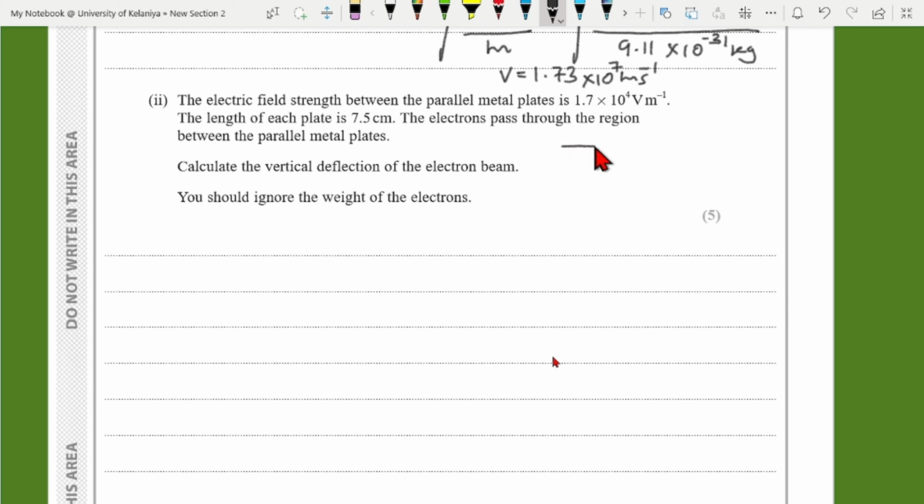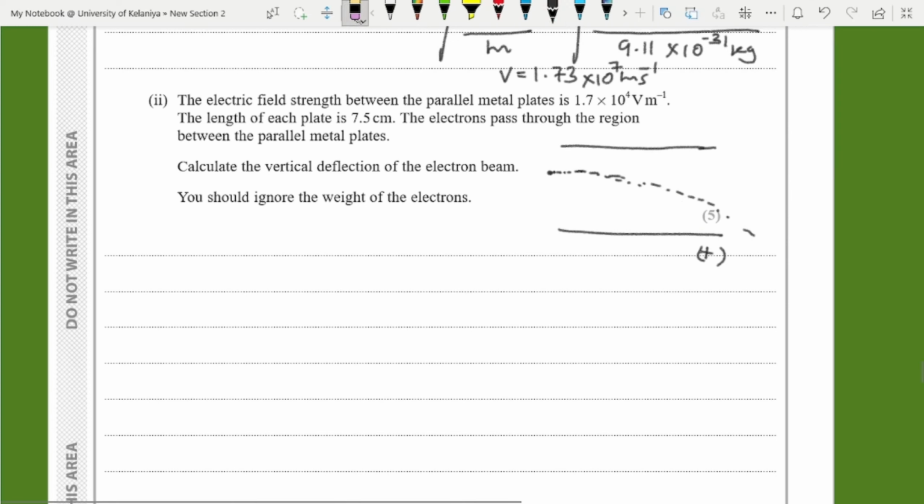Suppose this is our two parallel metal plates. For the sake of argument, I'm going to assume this is my positively charged one, and our electron will come from here. Electrons will come from right here, let's assume, and they will deflect like this, and we don't know that deflection. We are going to find that one. How can we find that deflection?